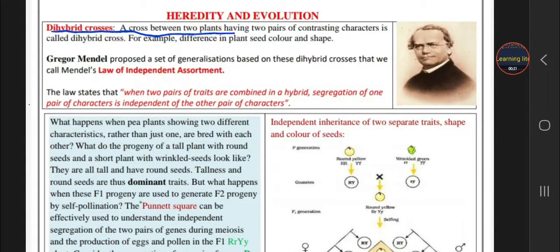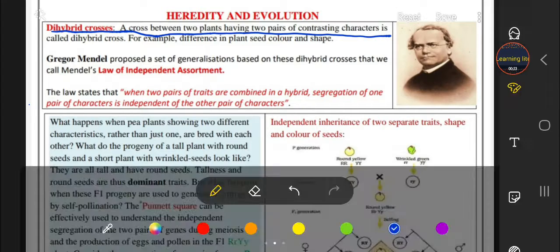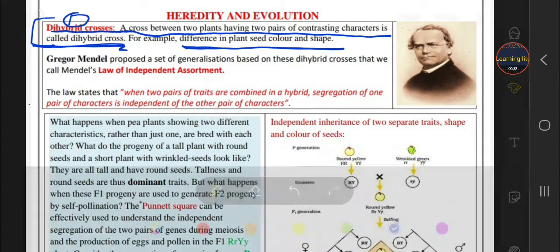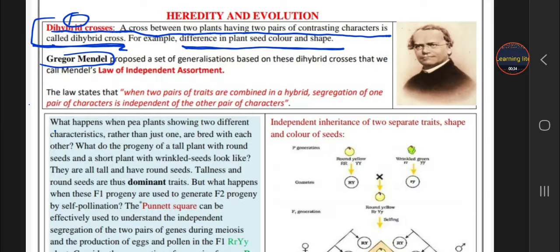A cross between two plants having two pairs of contrasting characters is known as the dihybrid cross. For example, the seed color and the shape. And this is the answer of your first question. Who gave this? Gregor Mendel.